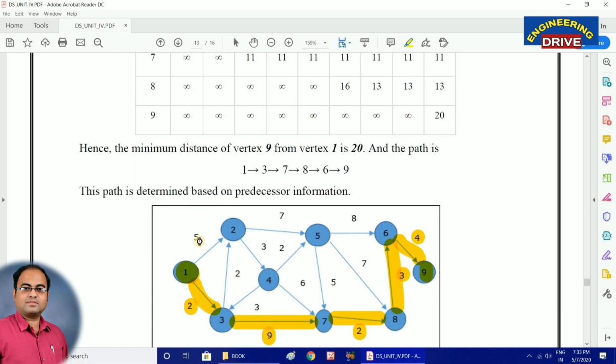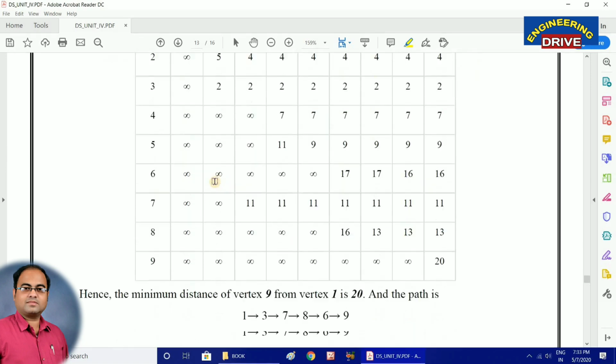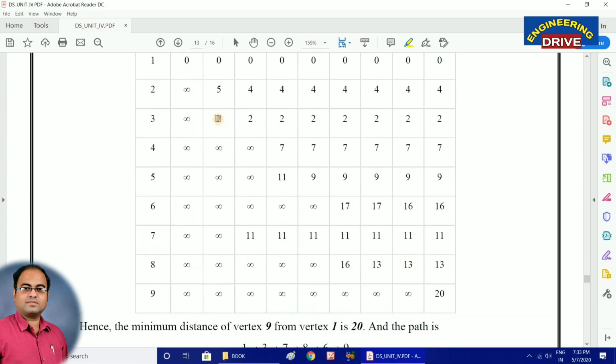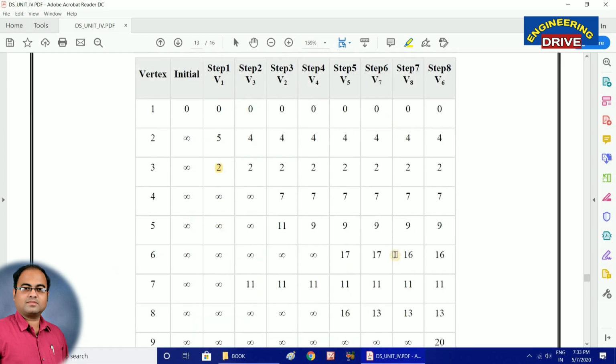See here, from vertex 1, what are the outgoing edges? From vertex 1, one outgoing edge has an associated cost of 5. One more edge has an associated cost of 2. The cost 5 is going towards vertex 2, and the cost 2 is going to vertex 3. Okay, like this we need to fill this entire table.